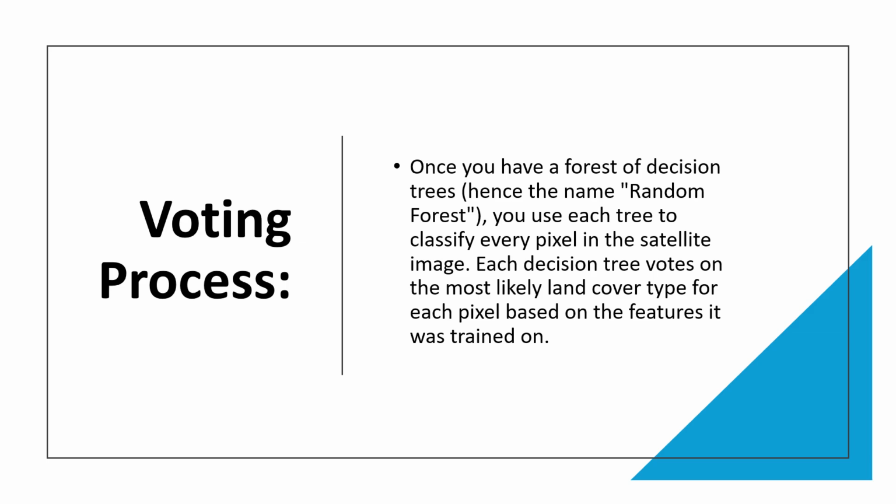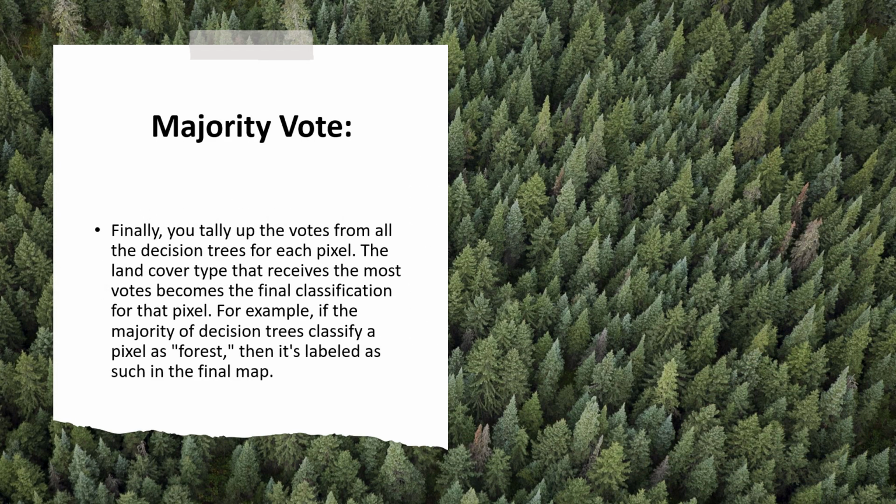Once you have a forest of decision trees, the random forest, you can use each tree to classify every pixel in the satellite image. Each decision tree votes on the most likely land cover type for each pixel based on the features it was trained on. So this works by majority vote.